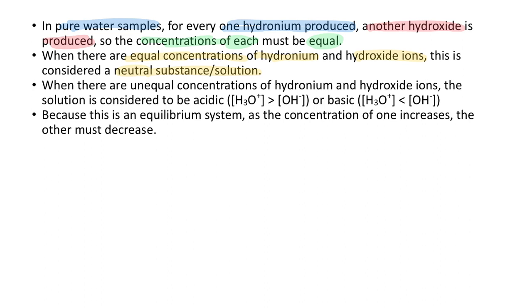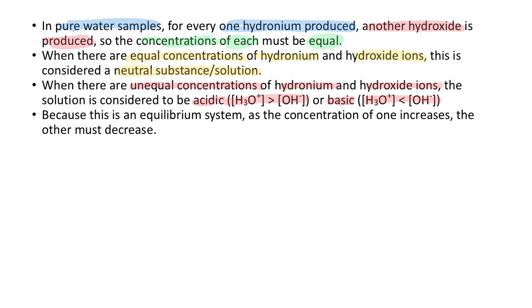Now this next point is very important. When there are unequal concentrations of hydronium and hydroxide ions, the solution is considered acidic or basic. It is acidic where the concentration of H3O+ is greater than OH-, and if it's basic, the concentration of H3O+ is less than the concentration of OH-.